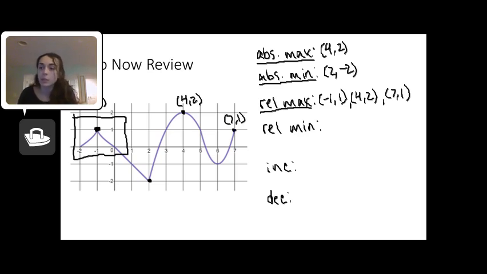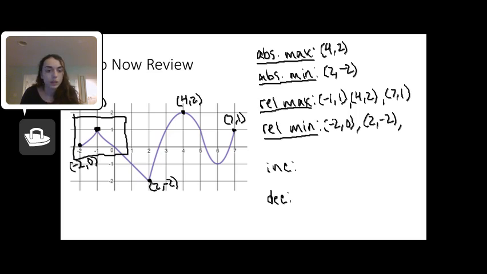All right, what about relative minimum values? All right, I think you guys are getting this. This is awesome. -2, 0 is 1. I also see the absolute minimum value in there at 2, -2. That's awesome, guys. Okay, and I see 6, -1 in there as well. Awesome job. Okay, in terms of slope, all of these minimum and maximum values have what slope?